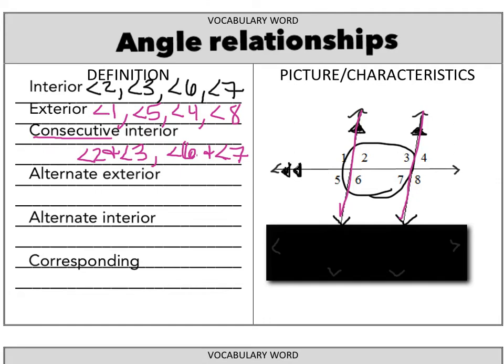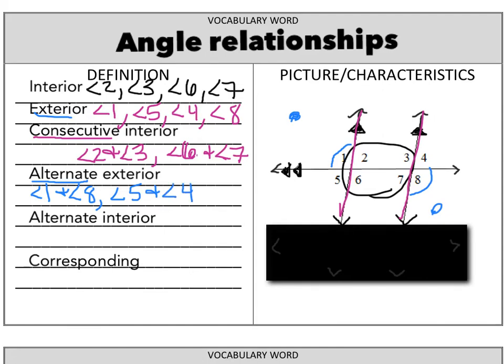Alternate exterior. Alternate means they go from one side of the transversal to the other. It alternates on either side. Exterior means on the outside of the two parallel lines. So remember, exterior would be 1, 5, 4, and 8, but which ones alternate? So angle 1 alternates with angle 8. So angle 1 and angle 8 are alternate exterior angles. You could also say the same for angles 5 and angle 4.